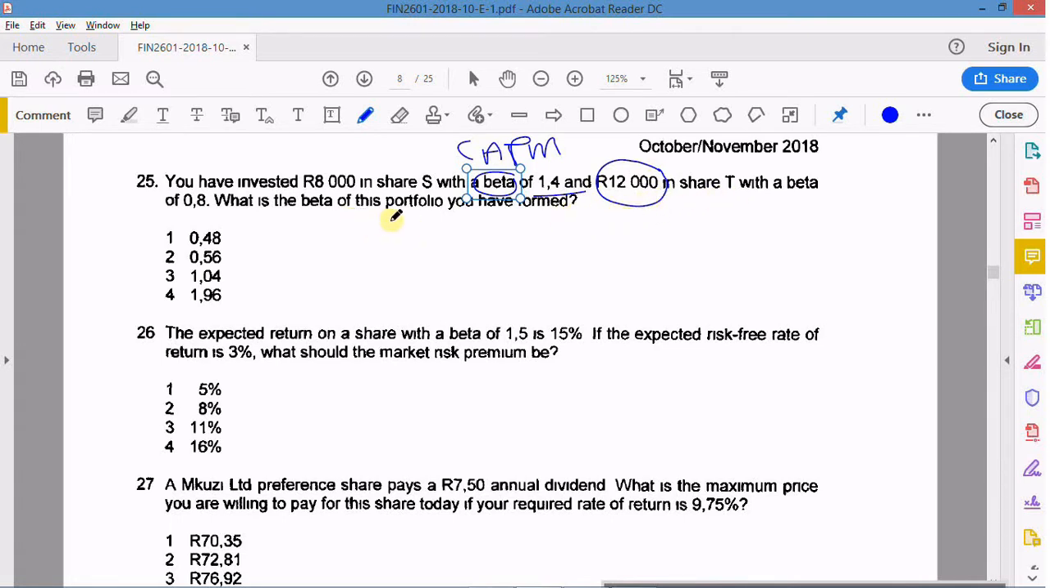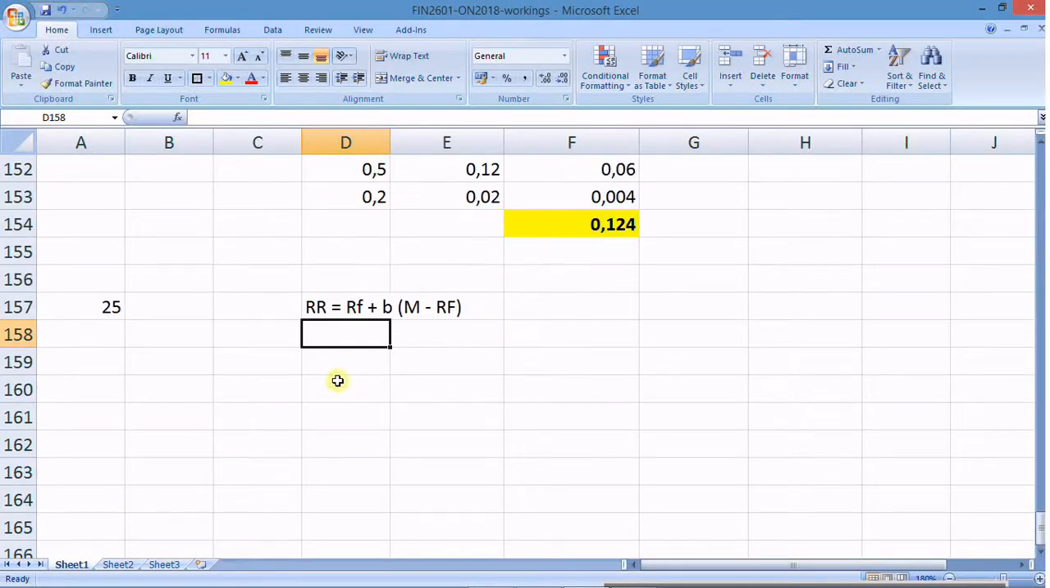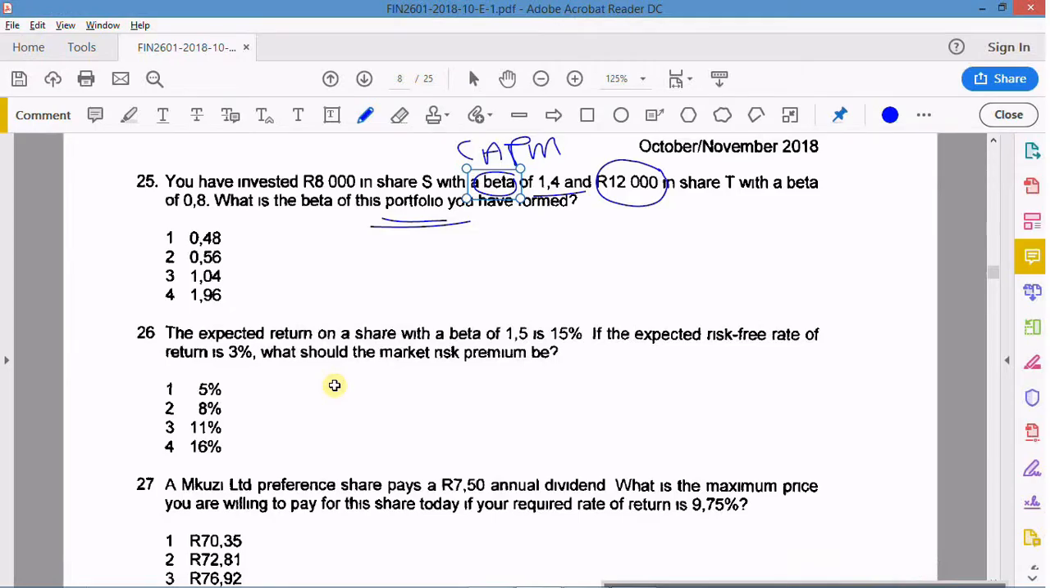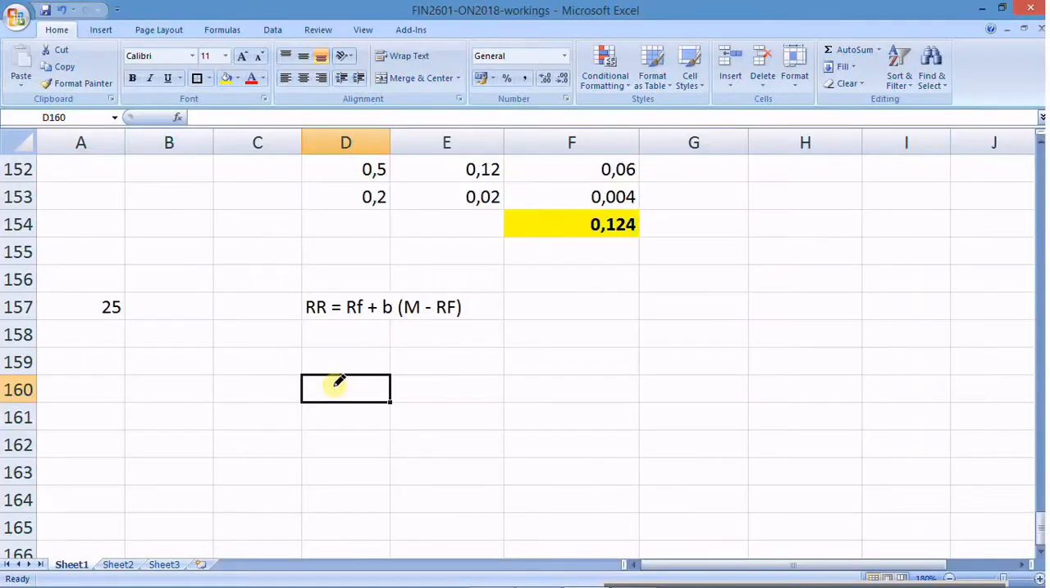With a beta of 0.8. Oh, okay, so this is not quite CAPM because they've got two different portfolios. What is the beta of the portfolio? Right, so portfolio means a portion of the one and a portion of the other. Okay. So you've invested 8,000. So do you have to times it, basically?